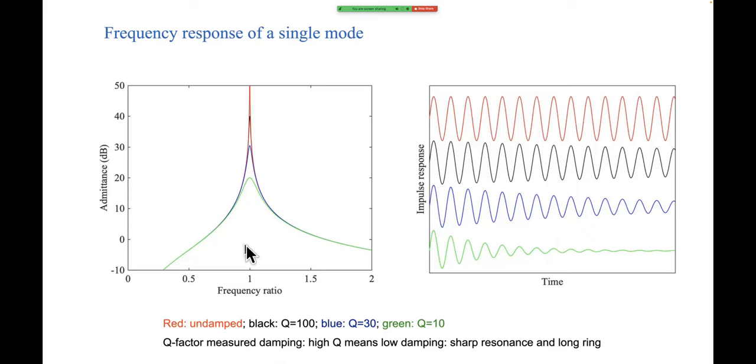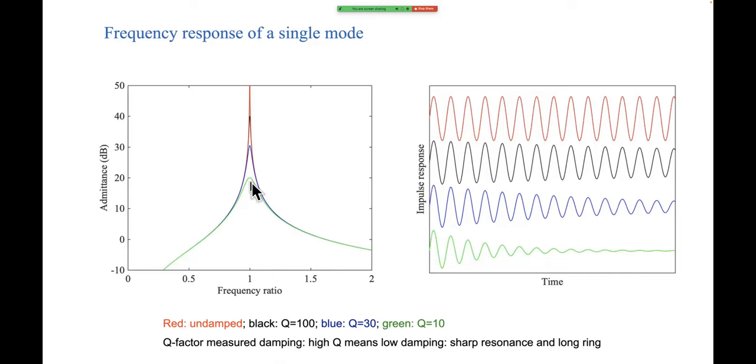Now, I've plotted it on the left-hand side for the same four cases of this oscillator that you see on the right-hand side. What you can see is that they all have a peak at the resonant frequency. I've drawn the frequency axis in terms of a ratio to the resonant frequency of the oscillator itself. So if you drive it right at its resonance, well, of course, you get the largest response. So you get a peak there.